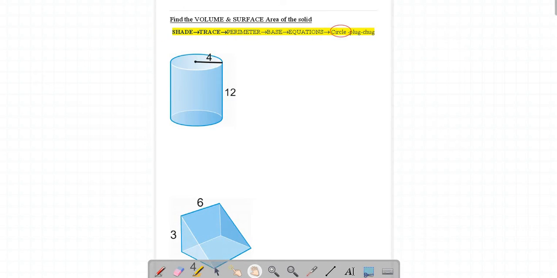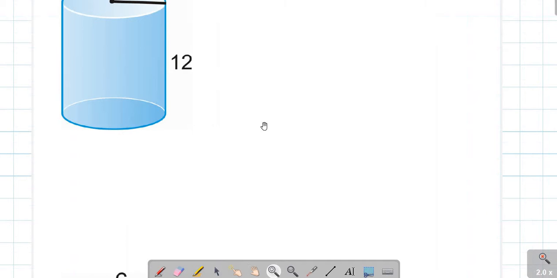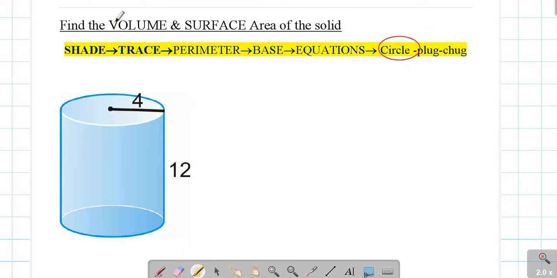Now I'm going to finally get to some examples. We are going to find the volume and the surface area of each solid. We're going to follow these steps: shade, trace, perimeter, base, equations, circle, plug, chug. Hopefully you started chanting, because if you follow these steps, you'll never get lost.